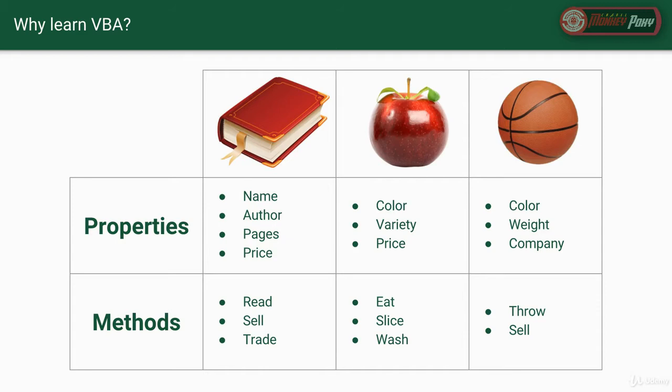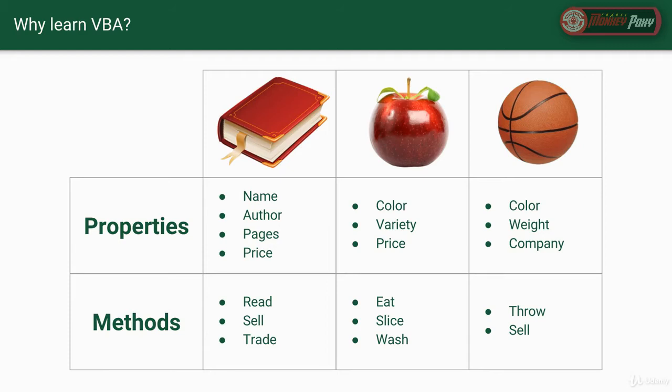Similarly, objects may have the same methods. For example, the book and the basketball both have a sell method. A book is a totally different object from the basketball, but they can both be sold. We can do the same thing to them. Objects may have unique properties, they may have shared properties or identical properties. Objects may have unique methods that are exclusive to them, and they may also have shared methods.